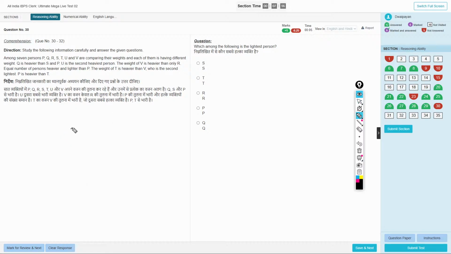Among 7 people, comparing their weights, each different. Q is heavier than S and P. U is second heaviest person. Then 1, 2, 3, 4, 5. The weight of V is heavier than only R. Okay.